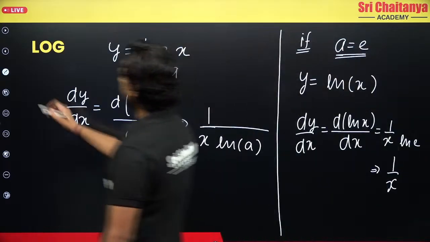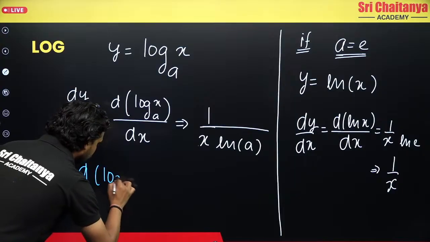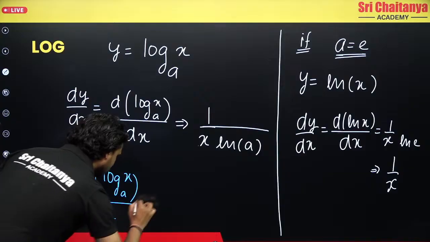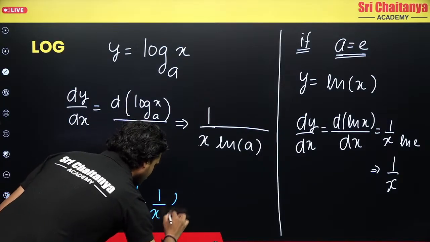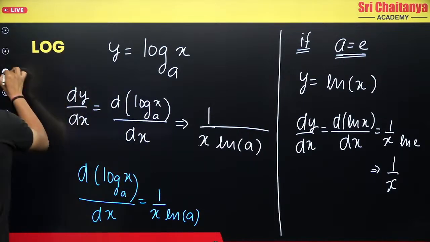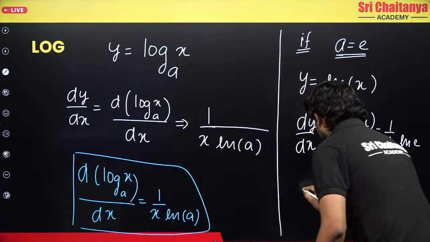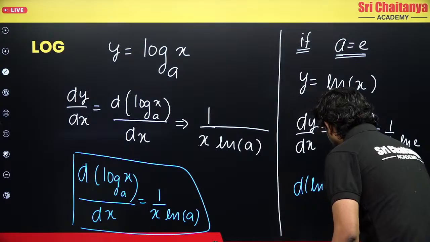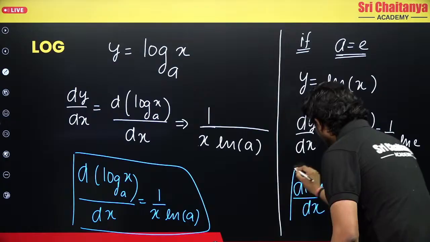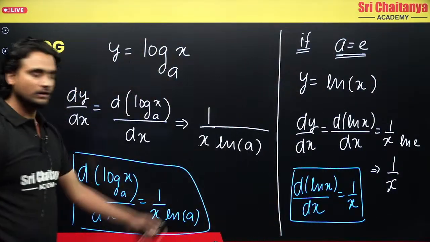Okay, so what can we write? We can write here that differentiation of log x base a with respect to x is basically 1 by x ln a. But if I substitute this a with e, then I will get differentiation of ln x with respect to x is 1 upon x. Okay, so we get two formulas from here also. Clear? I hope this is very important.